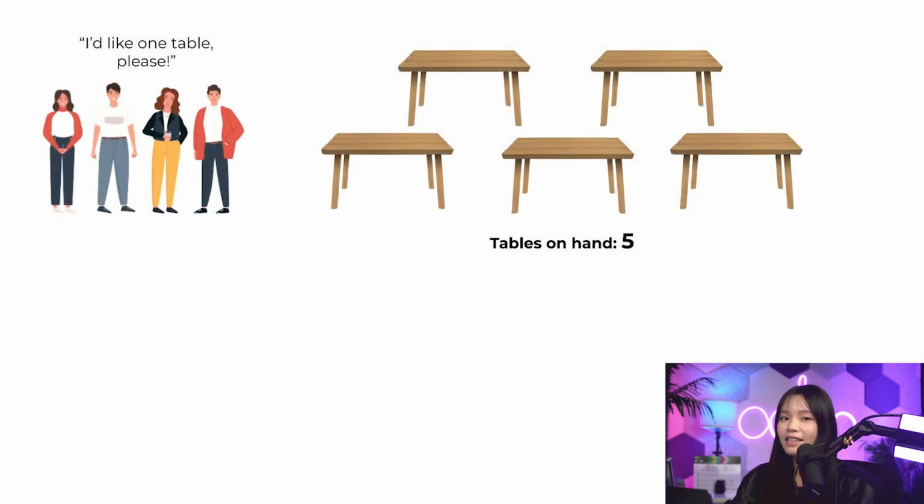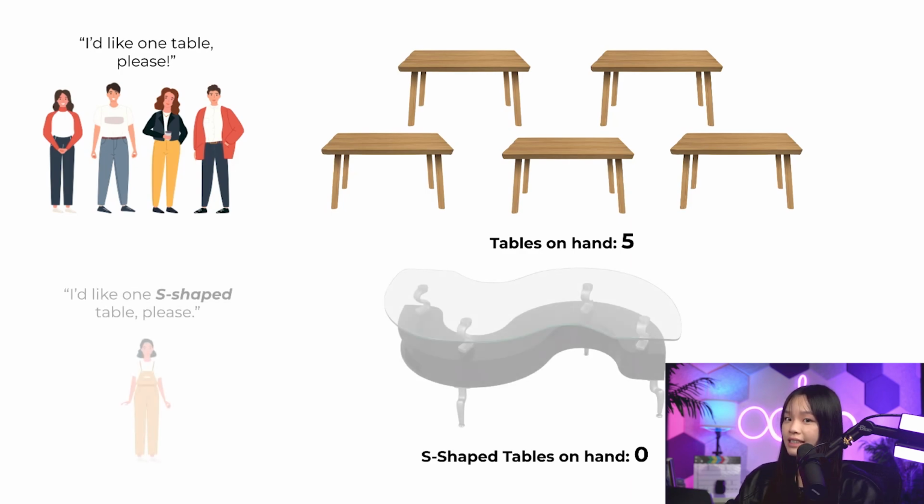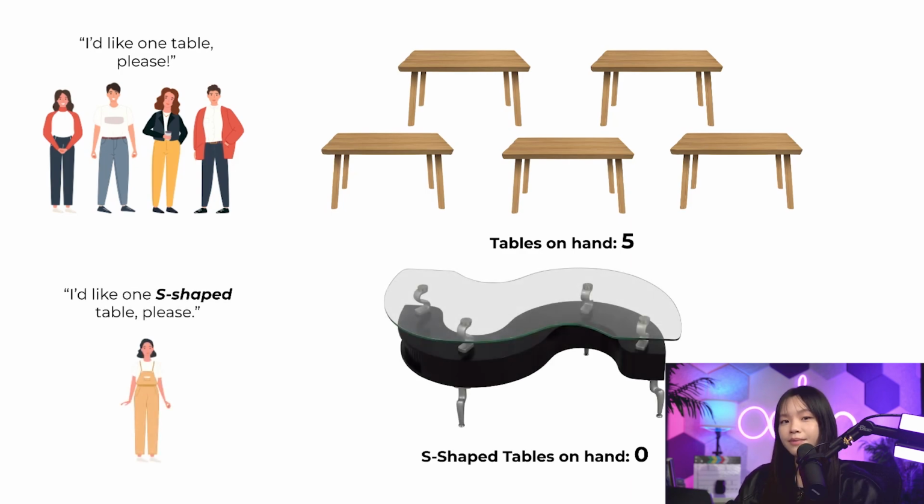See, here at Stealthy Wood, we keep most products on hand at all times, like our basic wooden tables, for example. They're super popular and customers order them all the time. But some customers have more unique tastes. Take little Margot over here. She wants one of our S-shaped tables.